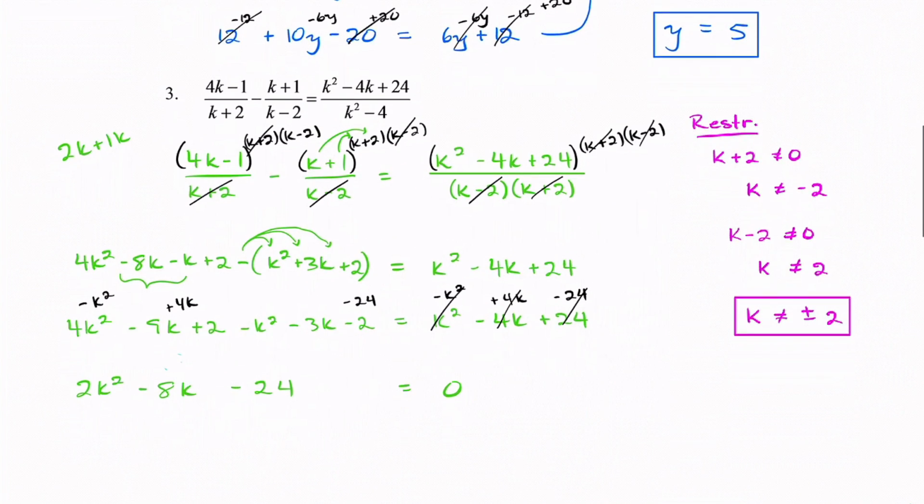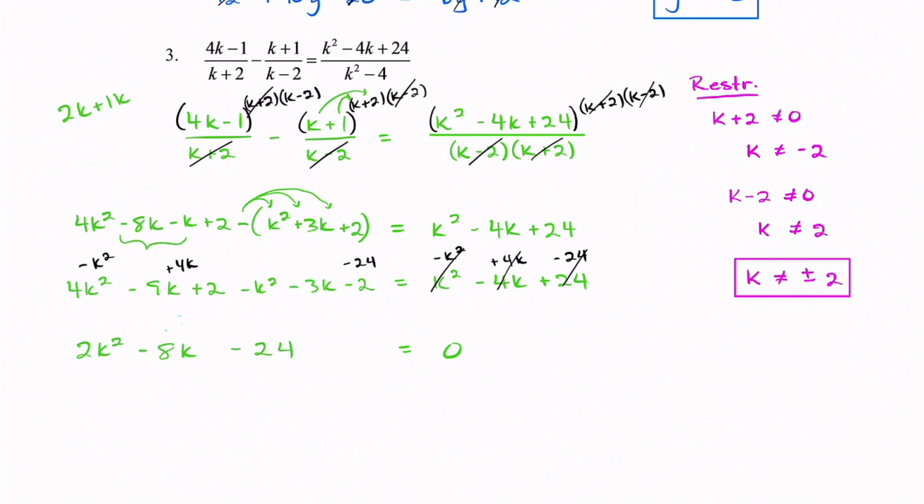Now that we've gotten that, what we can do, all of these terms here on the left have a factor of 2, so I'm going to divide everything by a 2. So you'd have to divide this by 2, this by 2, every single term would have to get divided by 2. So we're going to get k squared minus 4k minus 12 equals 0.